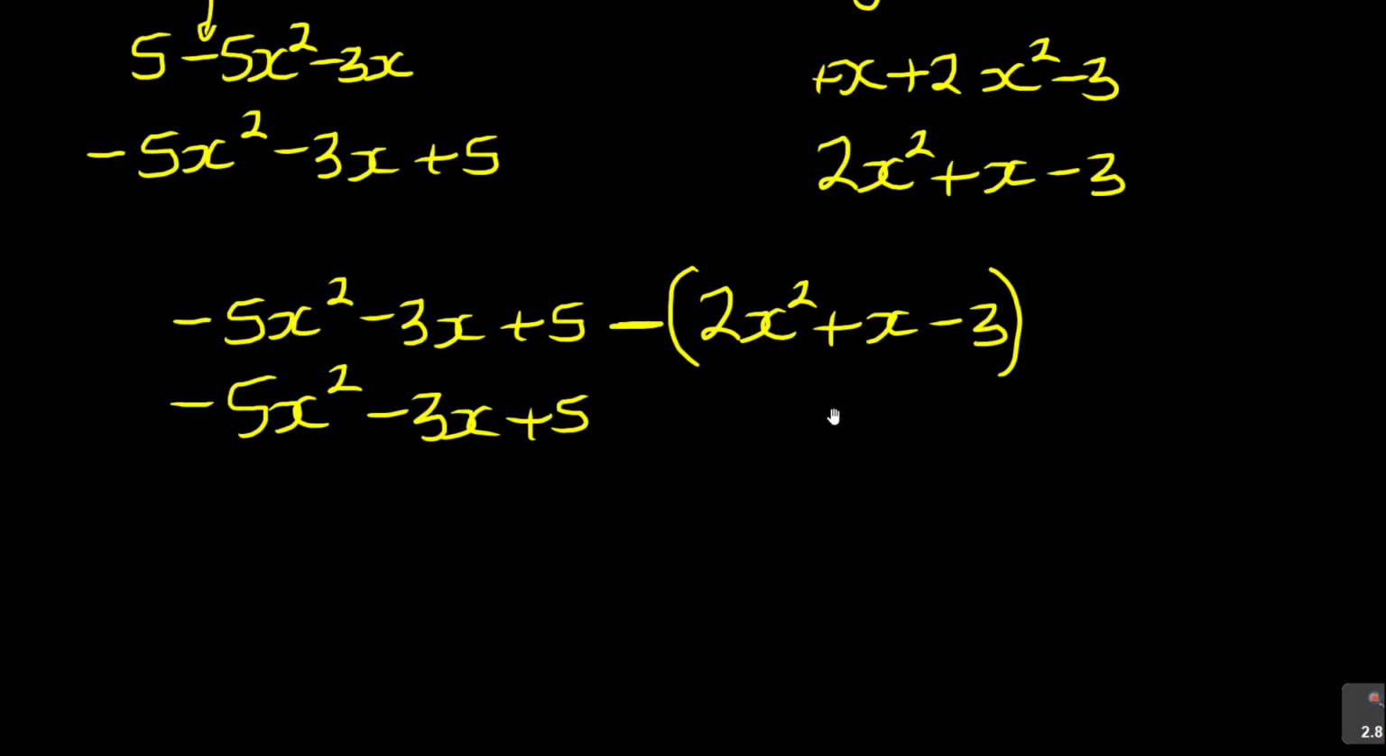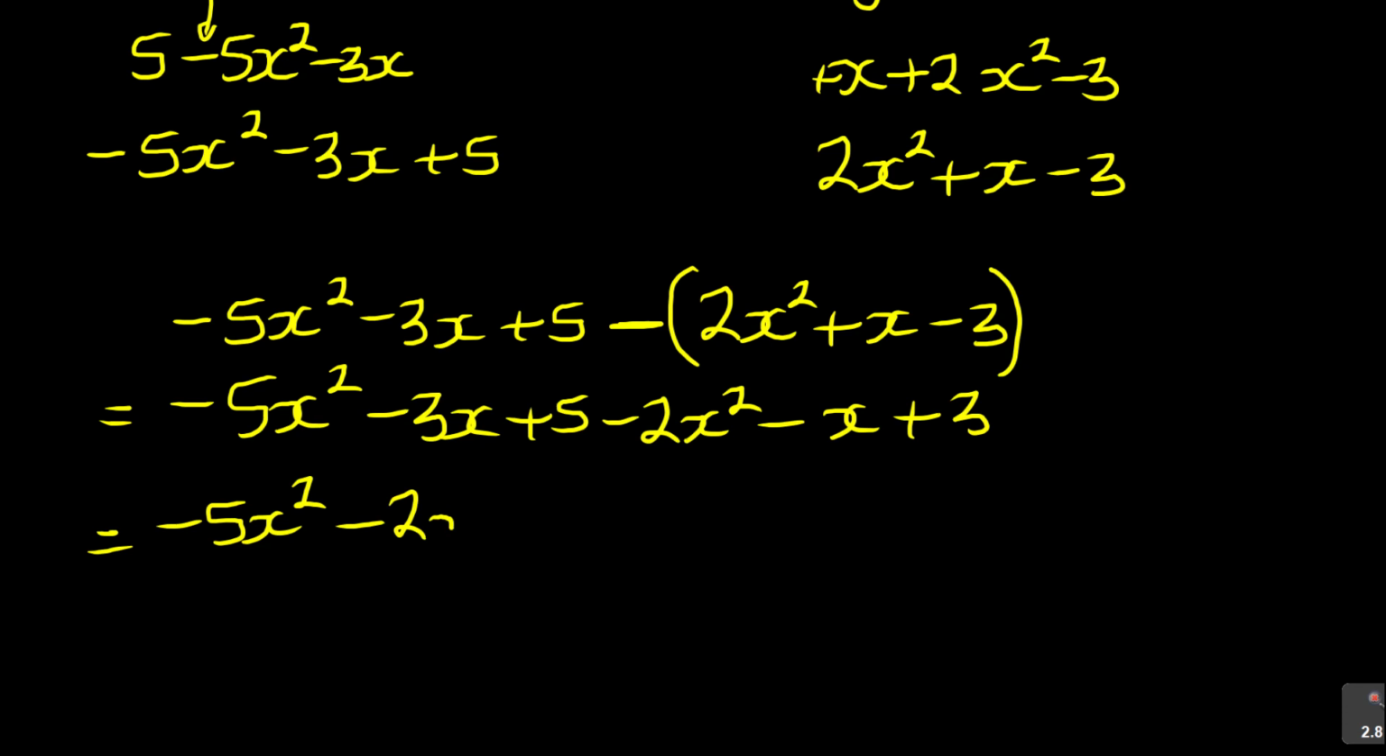So look at this. Then from there, the negative as a way of interchanging, it becomes minus 2x squared. Then positive x becomes minus x. Negative 3 becomes plus 3. Then it's a matter of collecting like terms, which is equal to minus 5x squared, collect it, minus 2x squared, minus 3x, minus x, and then what else? I've got 5 plus 3. Do you see what is happening?